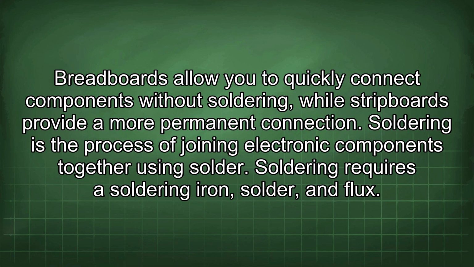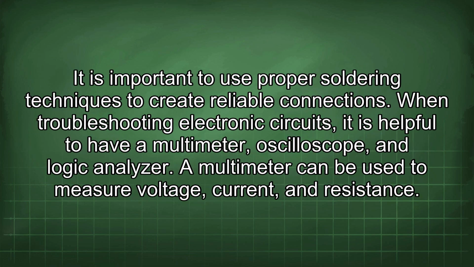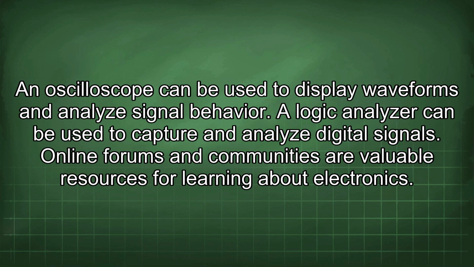Soldering is the process of joining electronic components together using solder. Soldering requires a soldering iron, solder, and flux. It is important to use proper soldering techniques to create reliable connections. When troubleshooting electronic circuits, it is helpful to have a multimeter, oscilloscope, and logic analyzer. A multimeter can be used to measure voltage, current, and resistance. An oscilloscope can be used to display waveforms and analyze signal behavior. A logic analyzer can be used to capture and analyze digital signals.